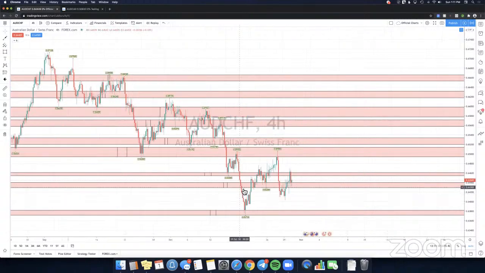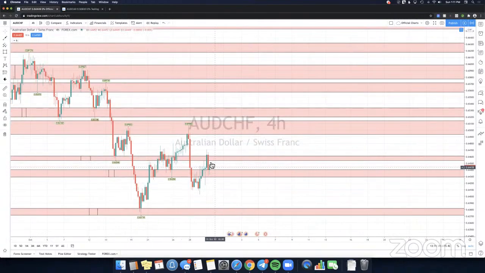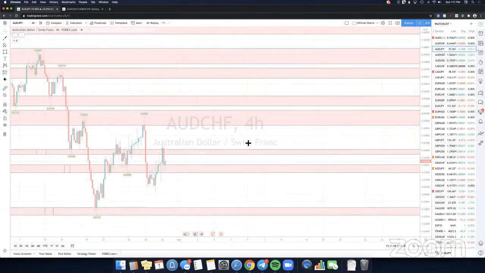But okay, so here for AUD/CHF, the closest upper zone over here is going to be 0.64547. And this lower zone right here is going to be 0.64401. So that's it for AUD/CHF right there. Let's move on to the next one, AUD/JPY.